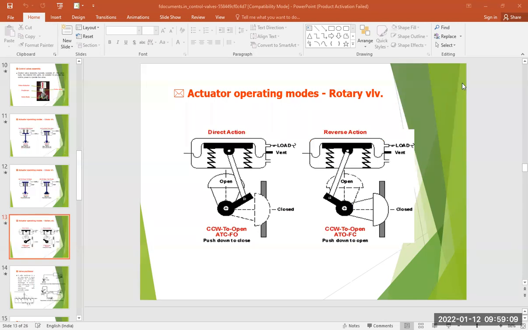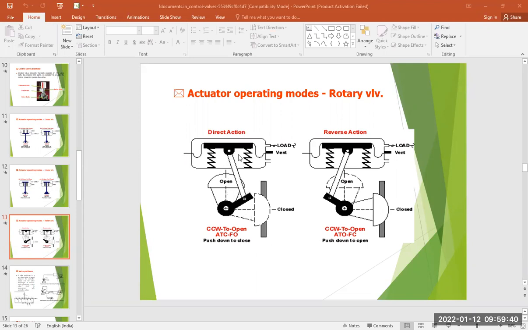Next, another one, the rotary type of valve. We have to classify control valves first as rotary type of control valve, and another one as linear type of control valve. Here you can see this is a basic example of a rotary type of valve. Okay, here you can see this is the rotating device.